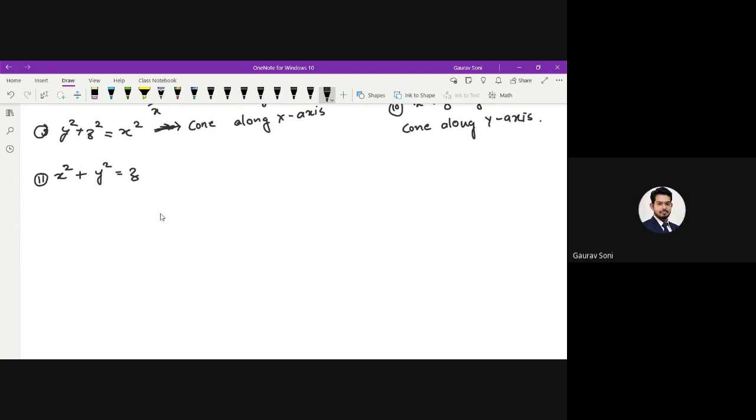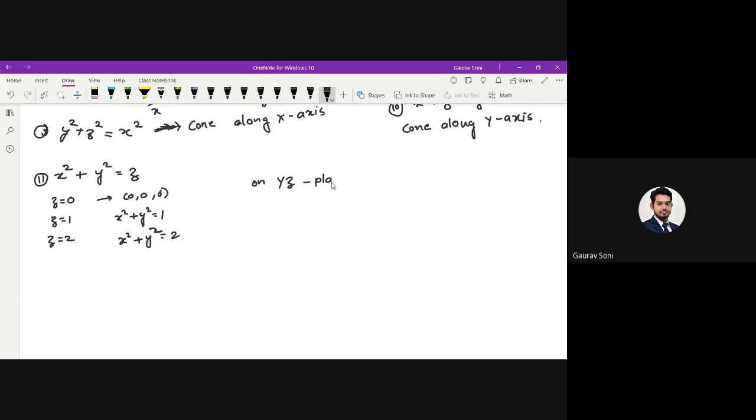Paraboloid. Okay. So the first one at z is equal to 0, again you are getting a single point 0, 0, 0. If you look at z is equal to 1, what will happen? We'll get x square plus y square equal to 1, the circle of radius 1. On the plane z is equal to 2, x square plus y square is equal to 2. Right? So this is root 2 squared. So you are getting circles.